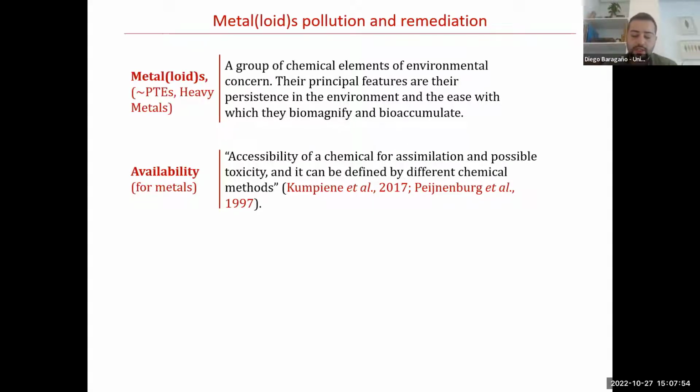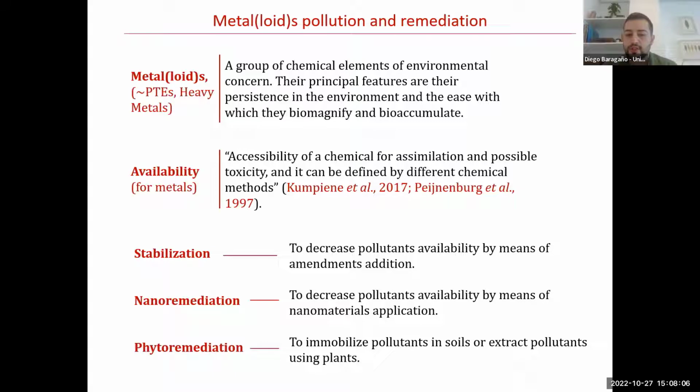Some other similar concepts are leaching, mobility, or availability. Our target is to identify some remediation technologies to reduce the availability of these metals and fix the metals in the soil. For example, we can find metals such as copper, lead, and zinc, but we can also find metalloids such as arsenic, antimony, or selenium. The first remediation technology, soil stabilization, tries to decrease the pollutants' availability using amendments, usually organic amendments, such as compost or biochar. The application of biochar to soils for fixing the metals is a stabilization technique.